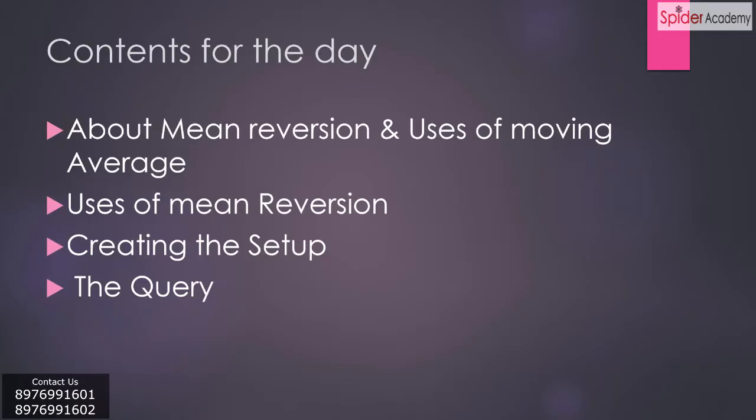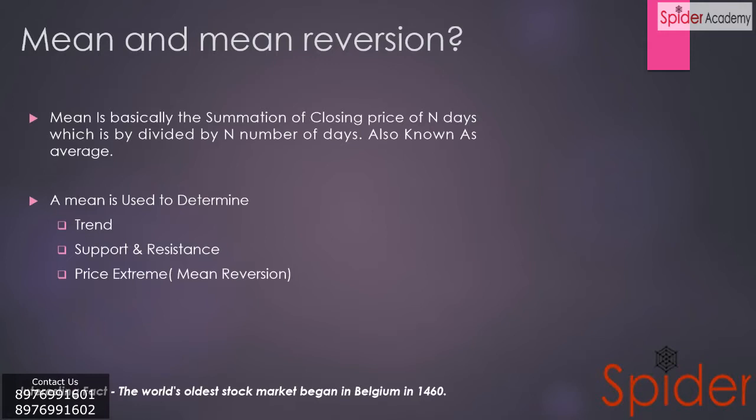So without further delay, we'll start now with the main topic. So basically mean is some jargon for average. If I have to say what exactly a mean is, then it is just a jargon for average. So average is also called mean, and so on and so forth. So mean is basically the summation of closing prices of n days, divided by n number of days. Suppose you are taking some average for the last 14 days.